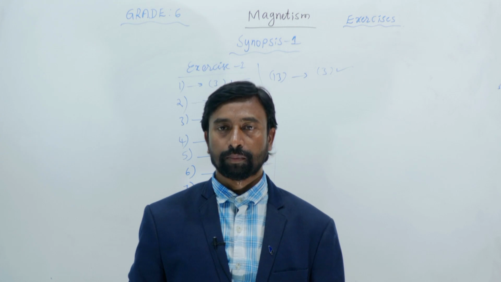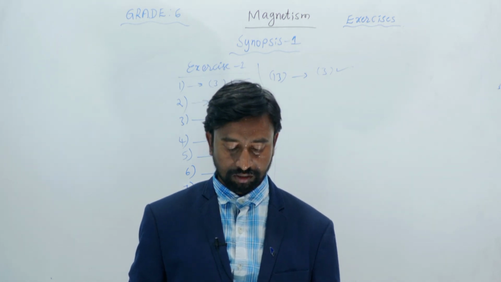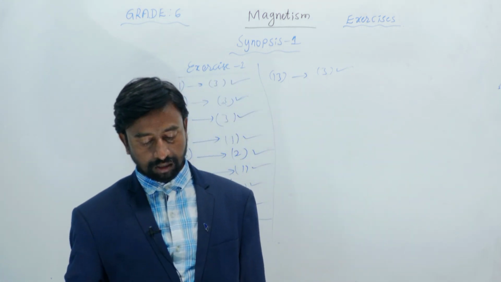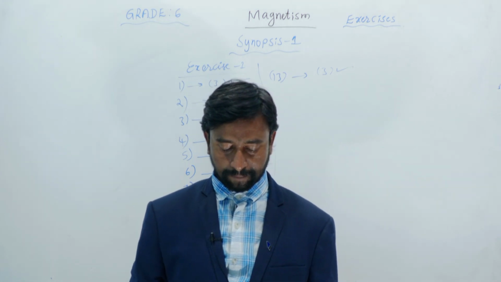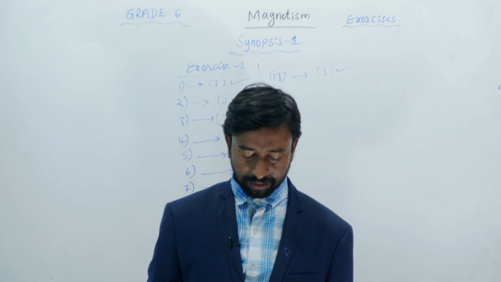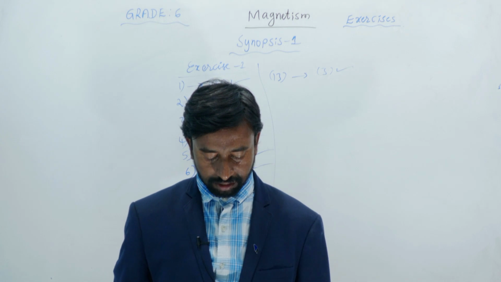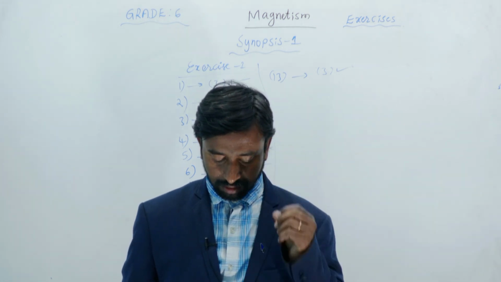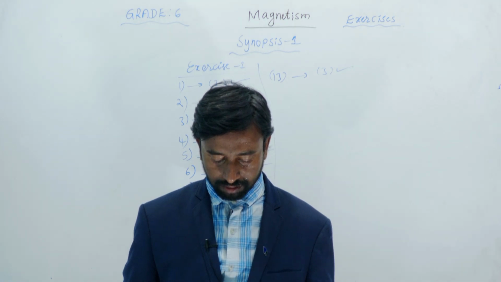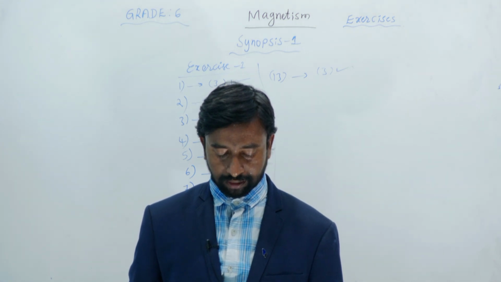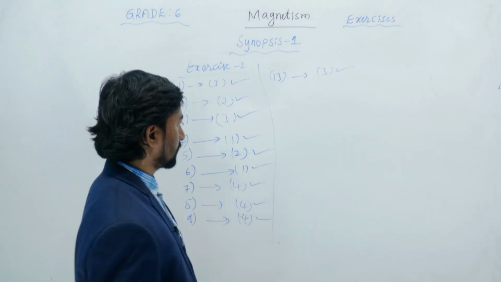Synopsis 2 explains the properties of the magnet that we discussed in the last class. Now we'll see the concept based questions. The first question: two common pins A and B are made to stick to the south pole of the bar magnet. The pins will stay as they are, converge, or diverge. The diagram is given like this.